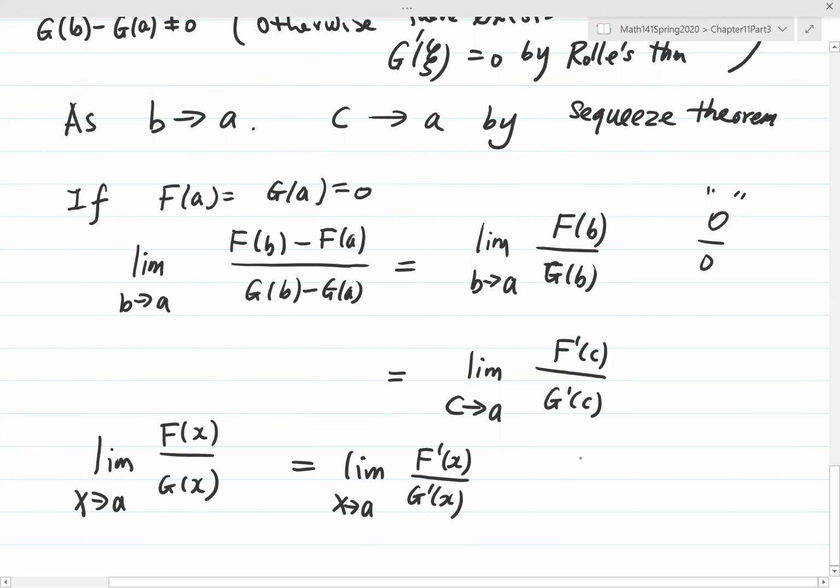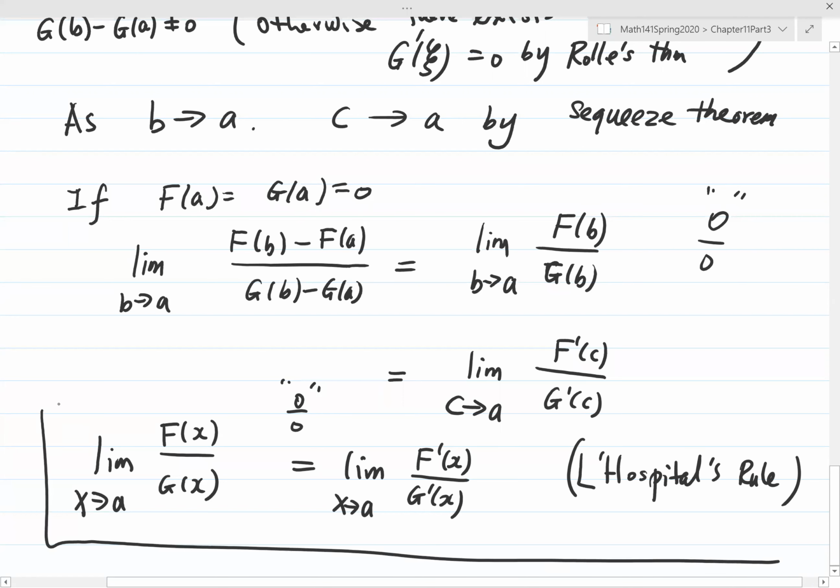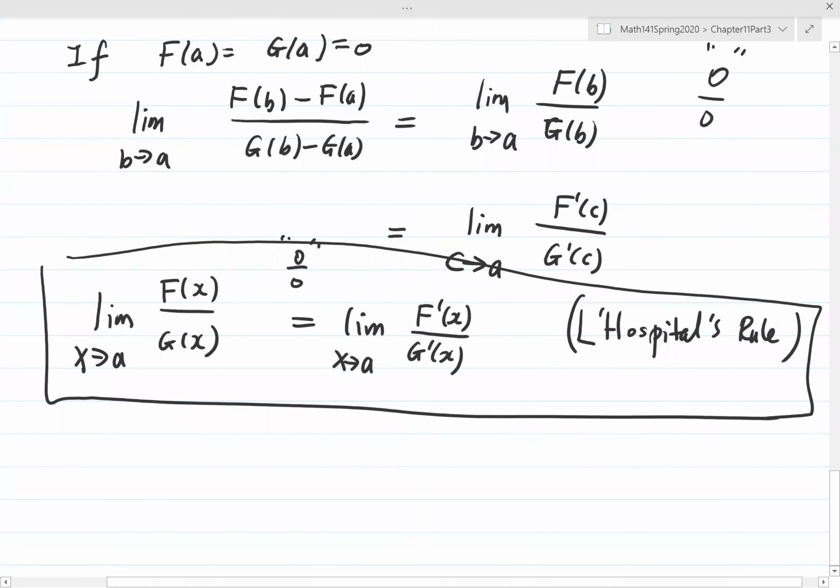Okay, so this is actually L'Hopital's rule. From the Cauchy mean value theorem, we can derive L'Hopital's rule. So this is 0 over 0. Okay, so this is an application of the Cauchy mean value theorem.